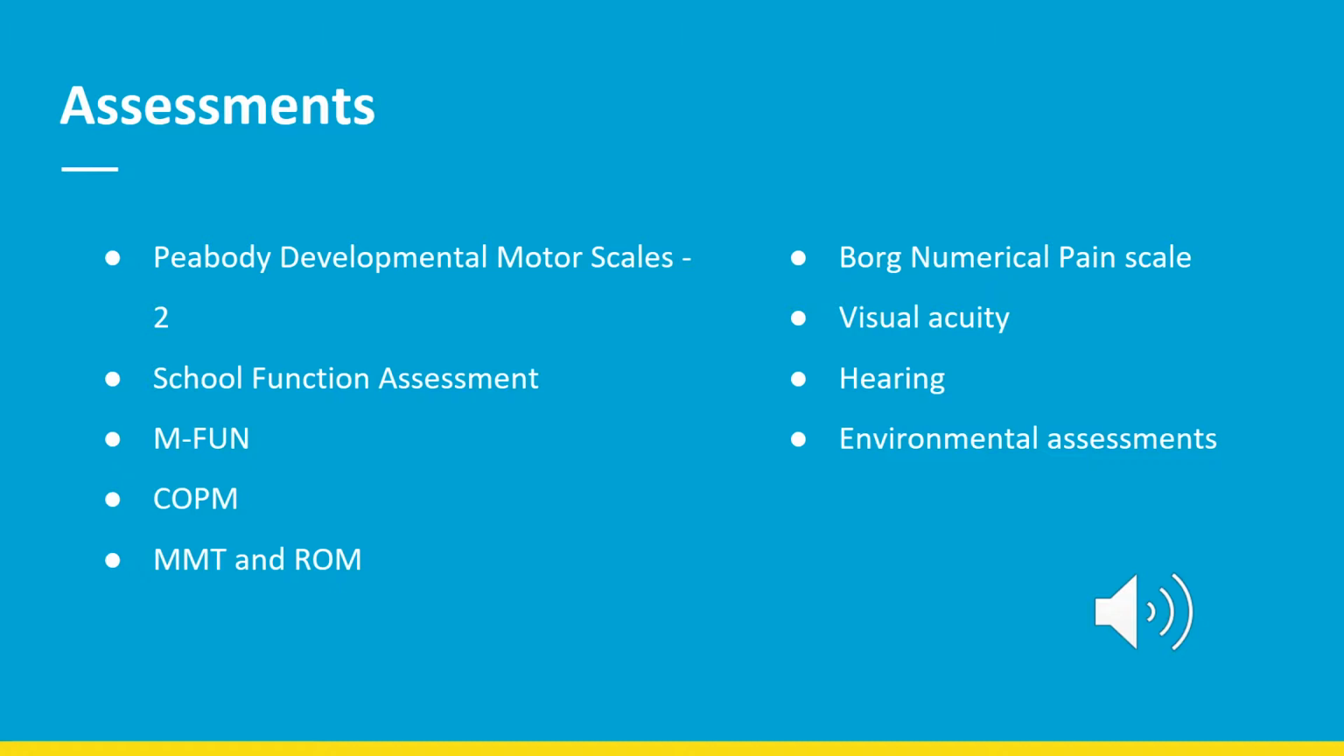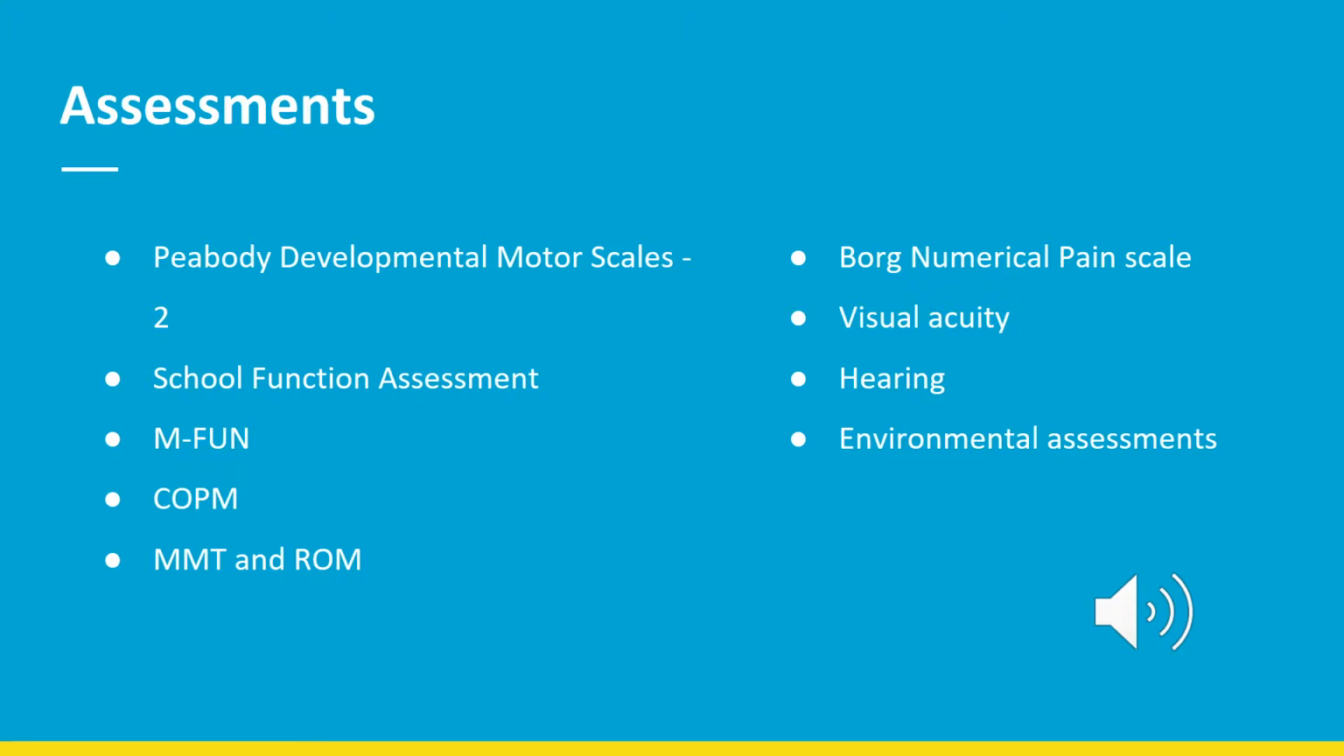The COPM gathers information regarding the client and family goals related to function to learn their strengths, interests, and barriers to occupations. Manual muscle tests and range of motion assess strength and ranges of motion related to functional tasks such as dressing, grooming, and feeding. You can also use the Borg numerical pain scale or other age-appropriate pain scales to assess pain.